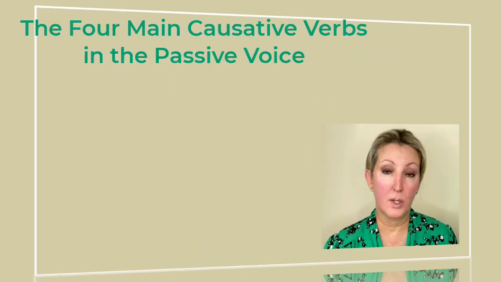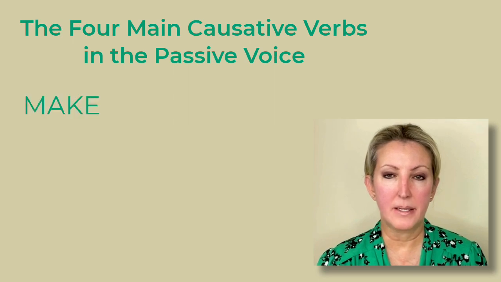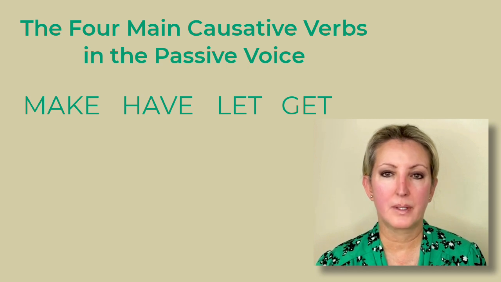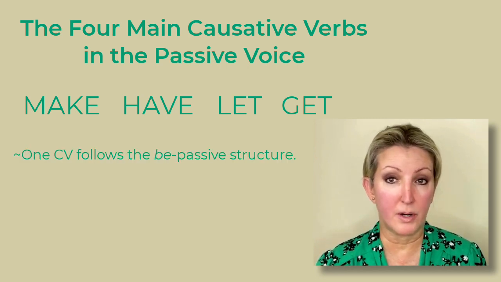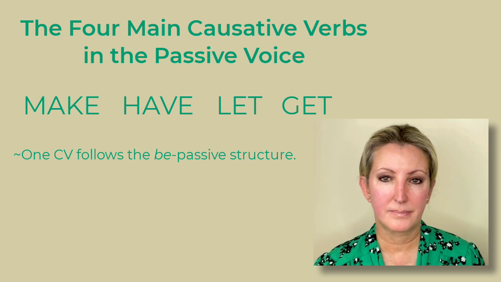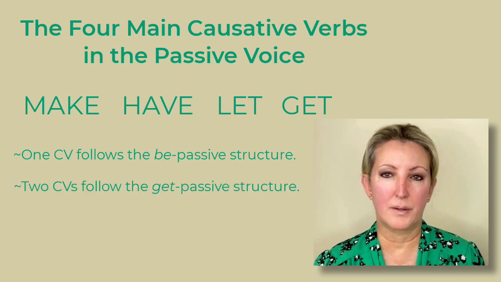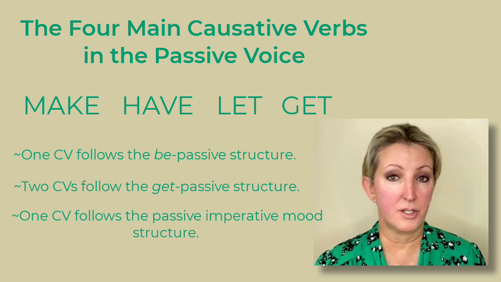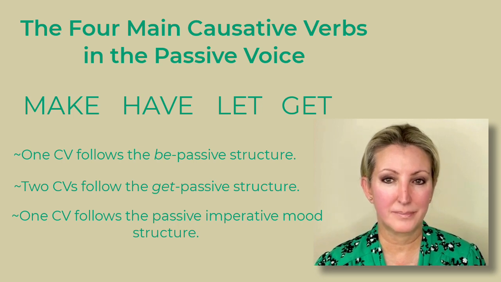In today's lesson, you'll learn about the passive causative. We'll look at the four main causative verbs, make, have, let, and get, and their passive structure. You will learn how only one of these causative verbs follows the be passive structure, which is considered the regular passive. Two other causative verbs follow the get passive structure, and one causative verb follows a structure similar to the passive in the imperative mood. The lesson starts now.